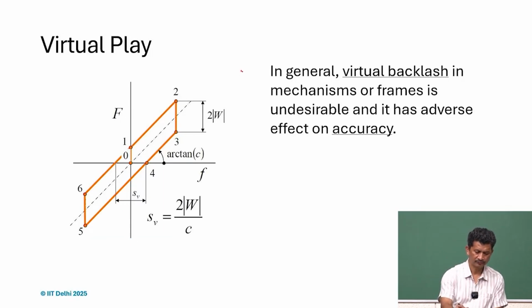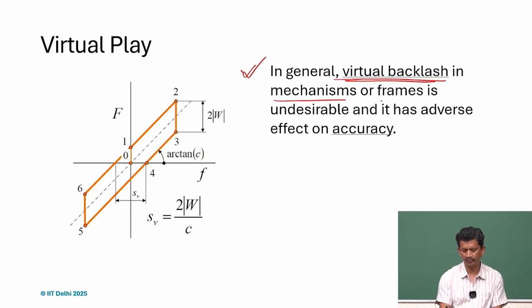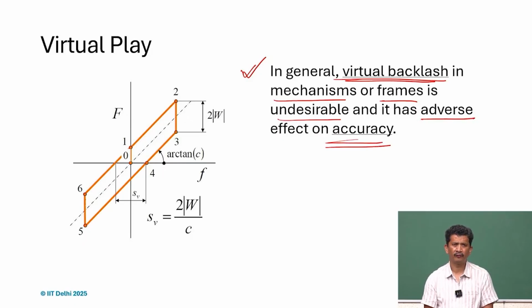So in general, virtual backlash either in mechanisms or frames is highly undesirable, and it has a very adverse effect on accuracy. So if you are looking for precision application, if you want to achieve a repeatability of the order of micron or nanometer, we have to seriously look into this effect, and we may have to also find a way to minimize this friction associated error, which is the virtual play or virtual backlash.